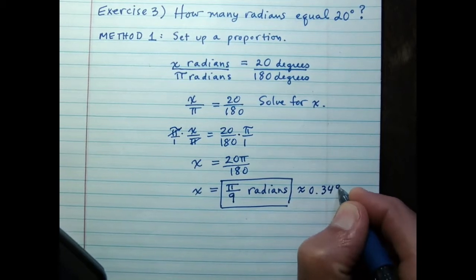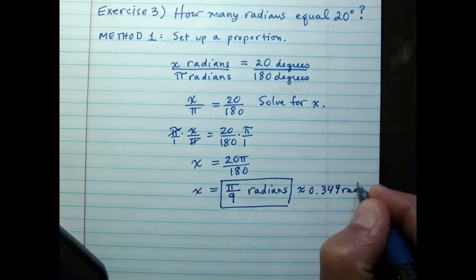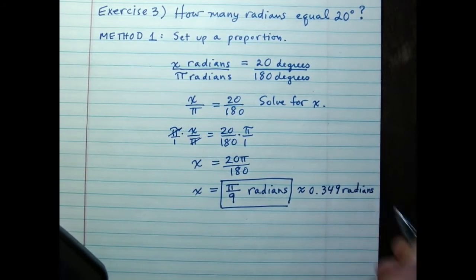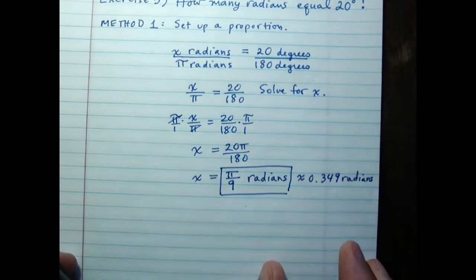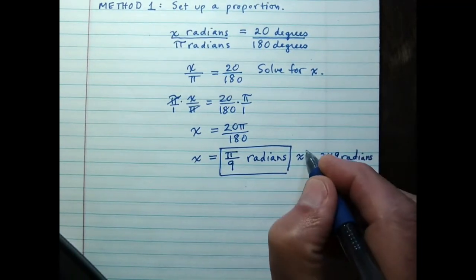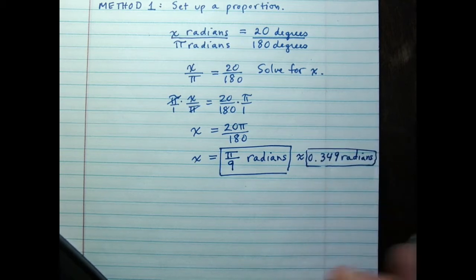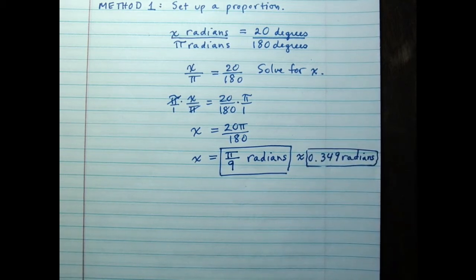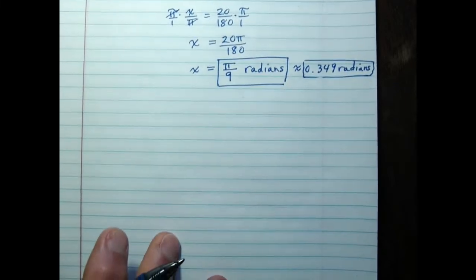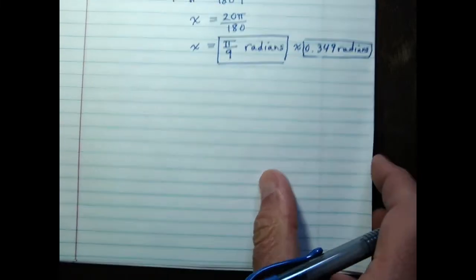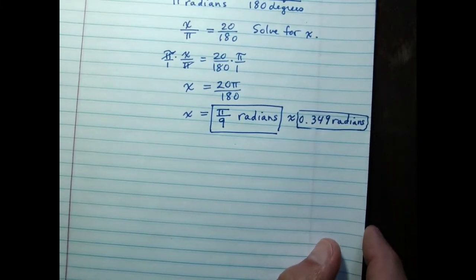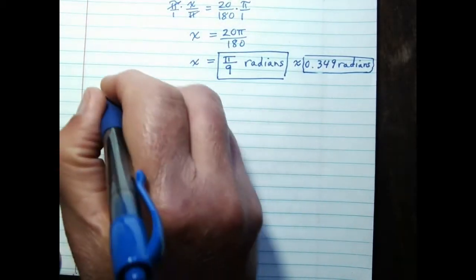So radians can be expressed as decimals. But often in this course we're going to see a lot of exact values that involve the pi symbol. So we don't need the decimal here, but I just want you to have that to compare to. Okay? All right, so 20 degrees is pi over 9 radians. Now let's look at method 2.